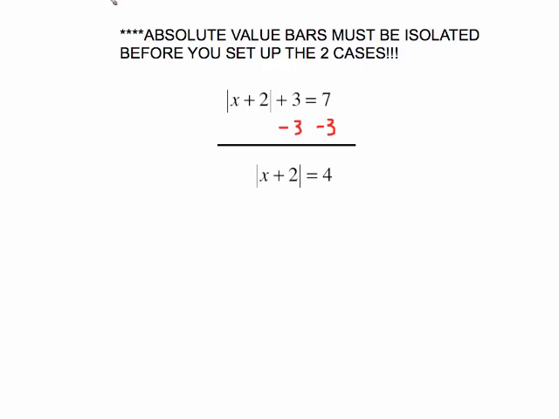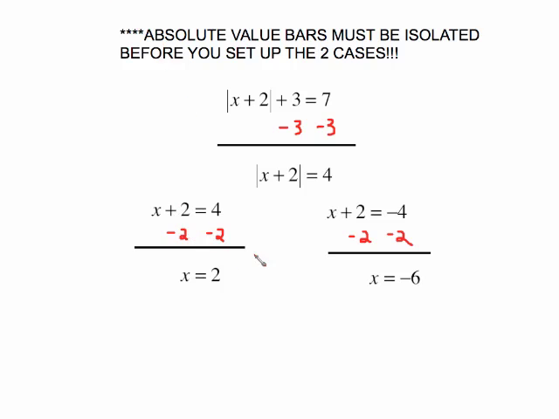Now we're ready for the 2 cases, positive case and negative case at the same time. Now you can do the solving at the same time. Both of those say x plus 2. To undo that, we're going to subtract 2. So I wrote it down all at the same time. Do your arithmetic. We're going to get 2 for one answer, negative 6 for the other.